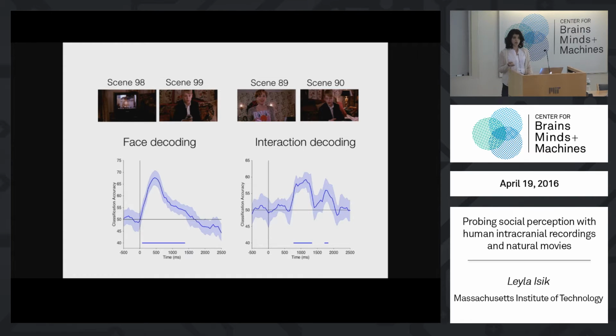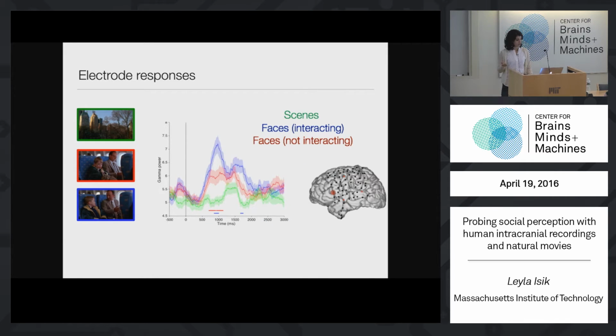We can then go in and look at the electrode responses that are driving this decoding. And so, for example, this is one electrode highlighted here in one patient. And you see that this electrode has a selective response to faces. So it responds more to scenes with faces, shown in red, than scenes without faces, shown in green, but even more so to interaction. So it seems to be modulated both by the presence of a face as well as the presence of an interaction.